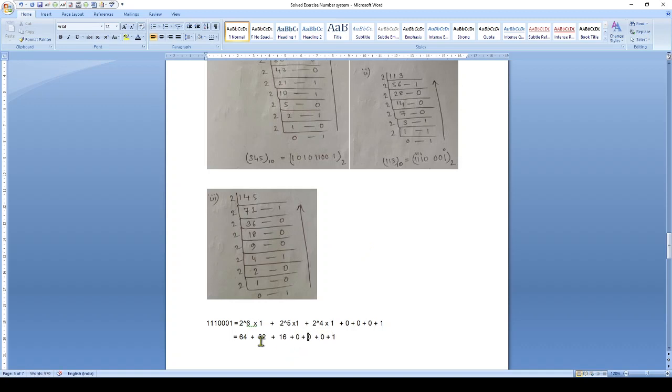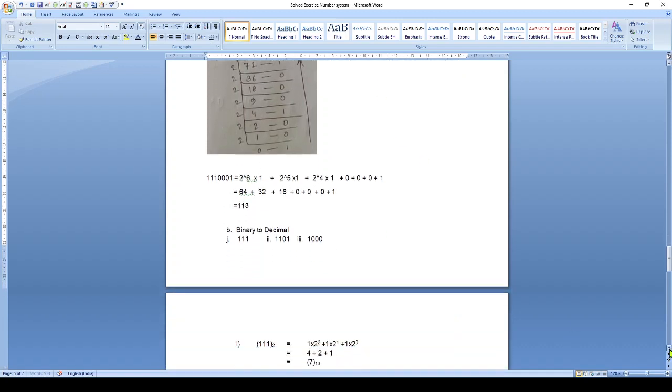Next, add up 16 plus 32 plus 64. It is 113, isn't it? Right? So you have got 113 back from the representation you have calculated. The binary number you have calculated, you have got back the decimal number from that binary number. So your calculation is okay. So in this way you can cross check.